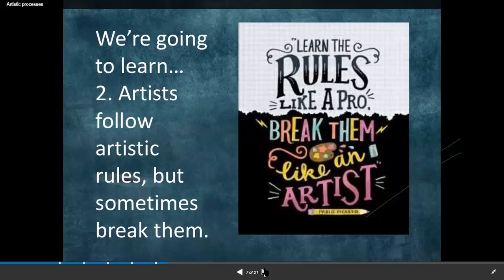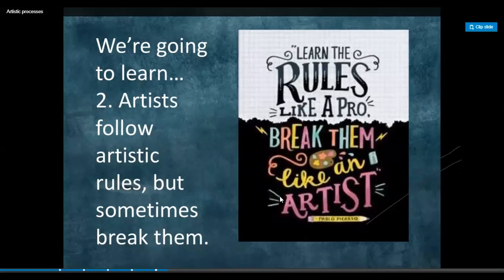We're going to learn also, number two, artists follow artistic rules. Still remember the principles of design? But sometimes they break them. The rules we have here on your right: learn the rules like a pro, break them like an artist.